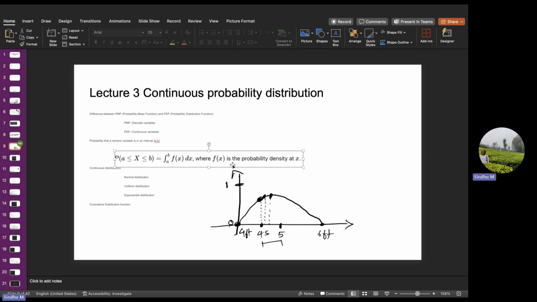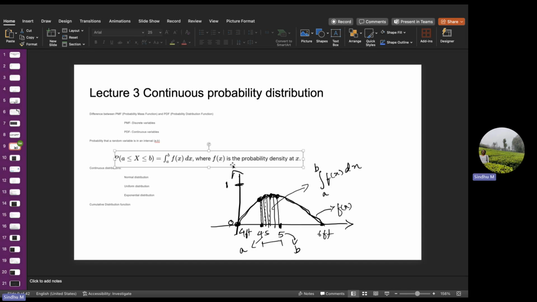In other words, adding all these values is similar to finding the area under the curve for this range. The area under the curve is basically integration, and you have to integrate between the lower limit, which will be A, and the upper limit, which will be B. This curve is the f of x here, so you integrate f of x dx. That's how you get this formula.